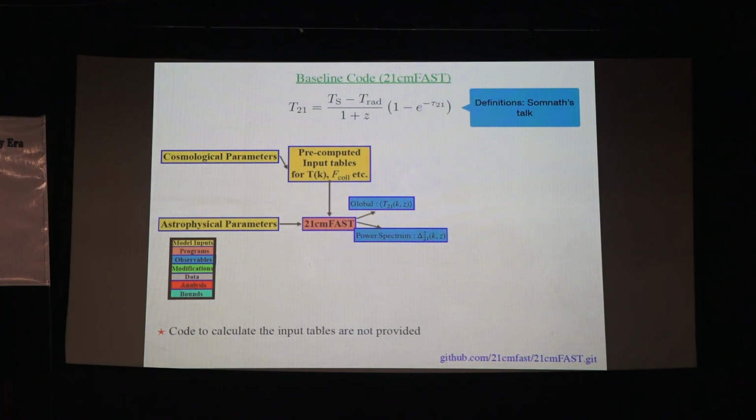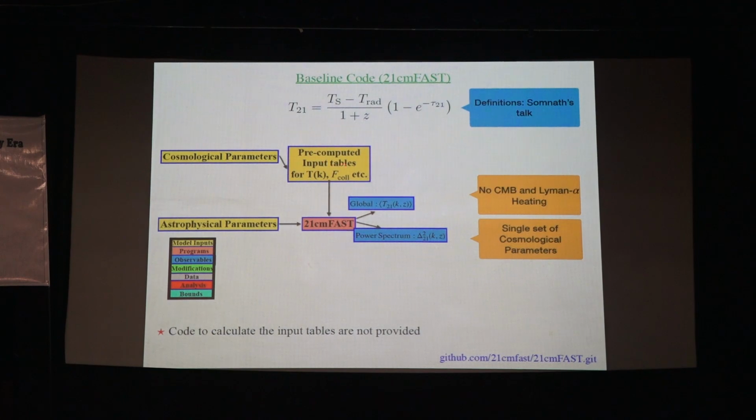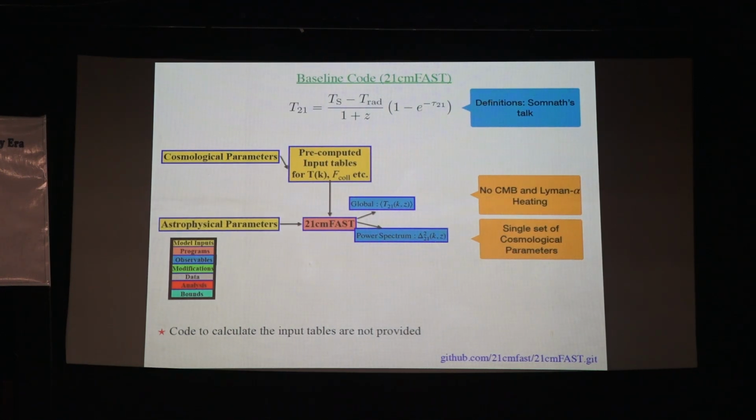Another problem with this public version of the 21 centimeter fast code is that it accepts cosmological parameters and astrophysical parameters, and predicts the global signal and the power spectrum. However, they use some pre-computed tables for the transfer function, collapse fraction, etc. These tables are provided for a single set of cosmological parameters, and the code to calculate these input tables is not provided. So that's a problem.